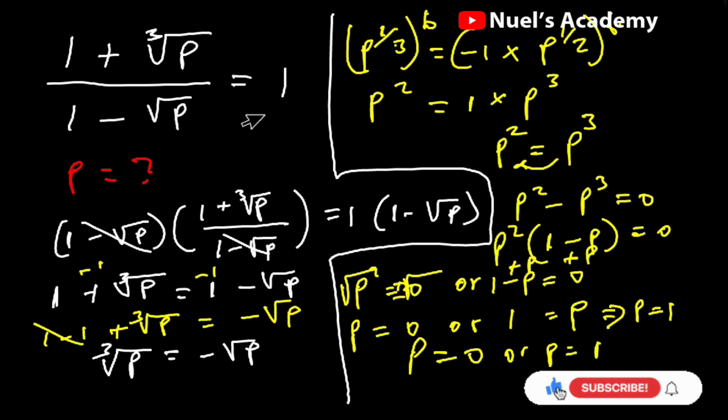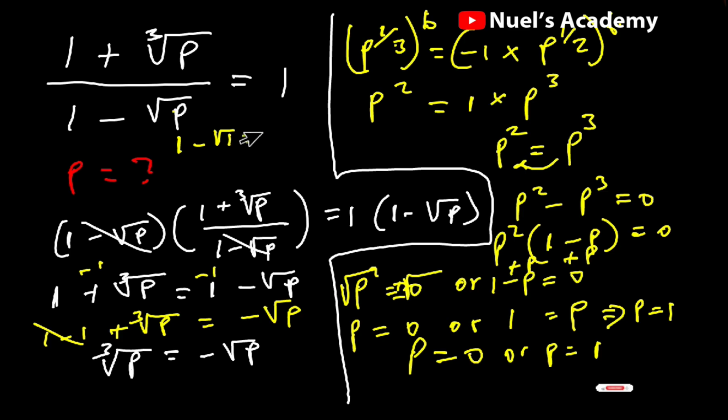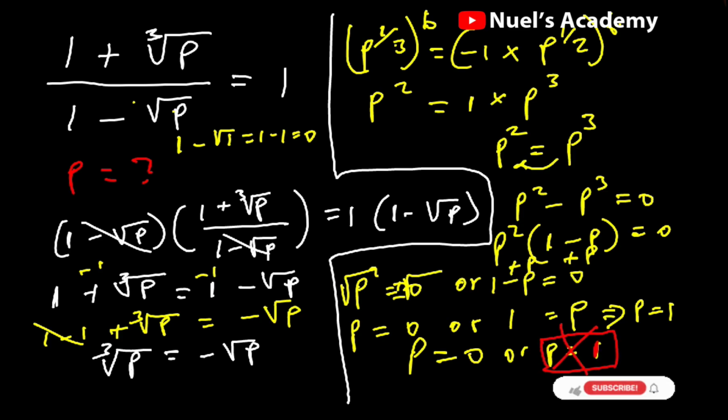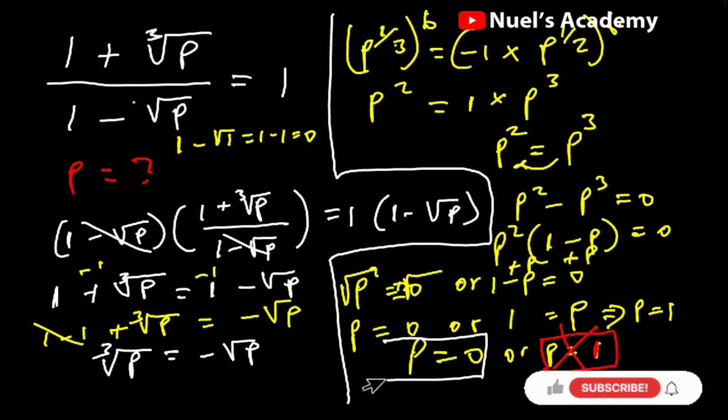But if you take a look at this equation here, you see that if you plug in 1 as p, we have 1 minus the square root of 1, which gives us 1 minus 1, which is 0. We can't have 0 as a denominator in any fraction; if we do, it's undefined. And so we're going to discard this value of p, which is 1, and take only p equal to 0 to be the solution to this question.